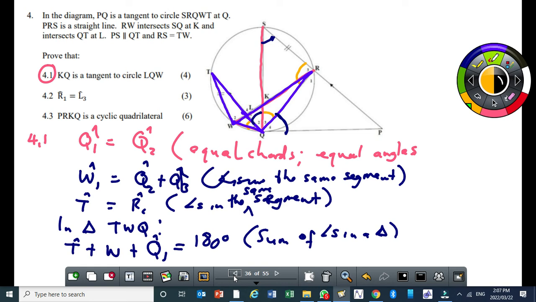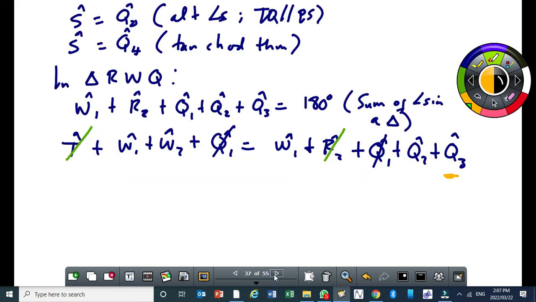Okay, W is equal to angle S. But S is equal to Q2 as well. Is there something that I'm missing here? W2. So there's an answer that's 4 lines long. Let's just go with that.